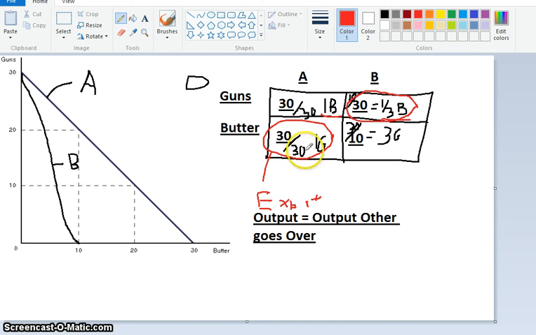So remember, if it's an input problem, they tell you that, hey, it takes a certain amount of time or a certain number of workers to make a product. That's an input problem, and the rule is other goes under, IOU. So again, I hope that kind of helps you a little bit if you were struggling a little bit. Again, if you have any questions about how to do this, by all means, let me know.